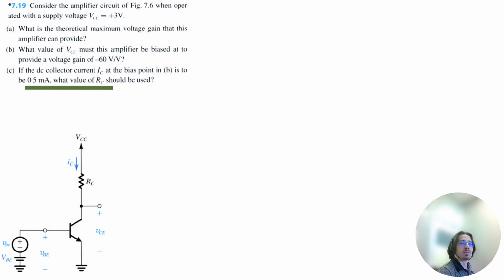Let's solve problem 7.19 for Microelectronic Circuits 8th edition by Sedra and Smith. Consider the amplifier of this circuit when operated with a supplied voltage VCC equals 3 volts. Part A asks, what is the theoretical maximum voltage gain that this amplifier can provide?